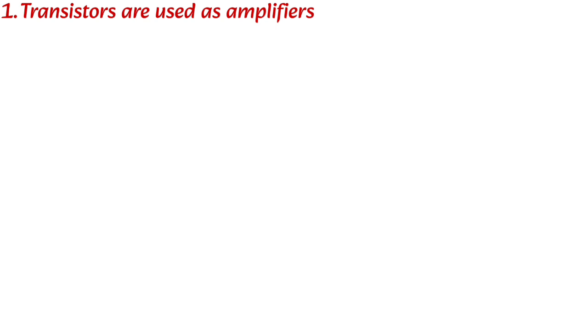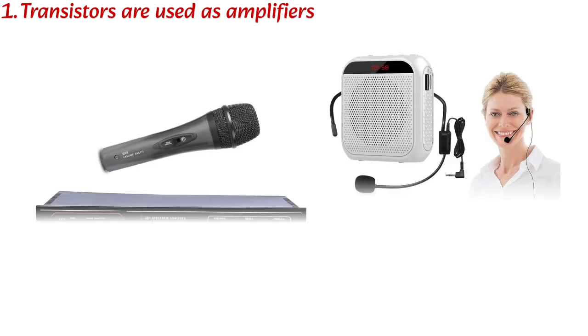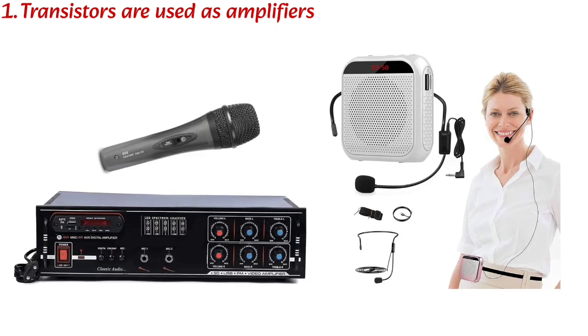Now we will see how amplifiers are used and where we use these amplifiers. What is the use of amplifiers? First, transistors are used as amplifiers. As you know, amplifiers improve the strength of the signal, meaning they convert a weak signal into a strong signal. A common example is the microphone.